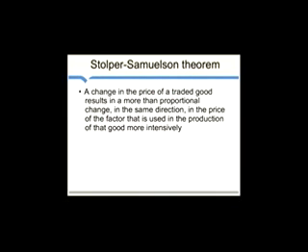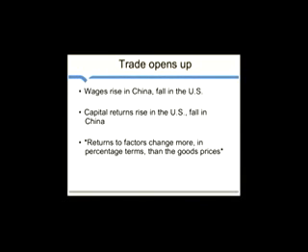A weaker version of factor price equalization is the Stolper-Samuelson theorem, which states, namely, that a change in the price of a traded good results in a more than proportional change in the same direction in the price of the factor that is used in the production of that good more intensively. To make this approach more concrete, imagine that trade opens up between, say, the U.S. and China. The theorem is predicting wages rise in China, fall in the United States. Capital returns rise in the United States, fall in China. But here's the key part. The returns to the factors will change more in percentage terms than the goods prices will change.